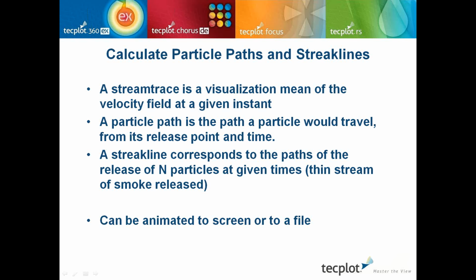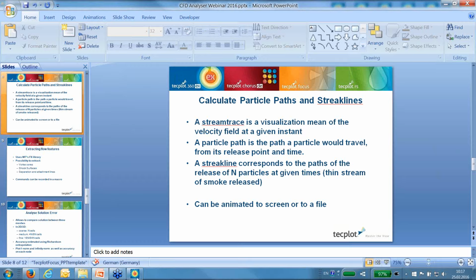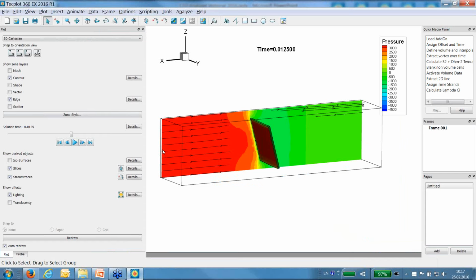A streakline is basically a set of particle paths in which you release a new particle every time step, for example. And the analogy is like you release a thin stream of smoke at every time step. You can animate streaklines, for example, to your screen or to a file. So let's see that.